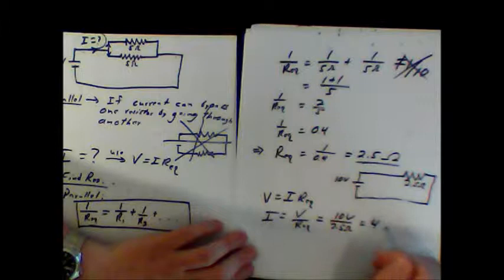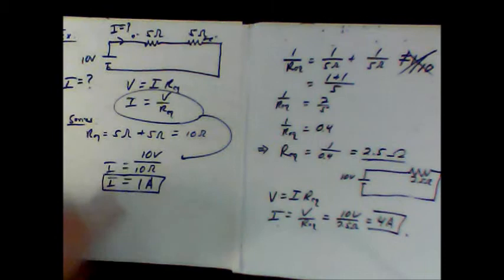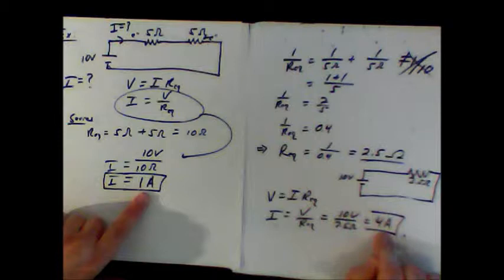Okay? Okay, let's compare really quick. Go back to the series circuit. So this is 4 amps. In the series circuit, we added two together and we got 1 amp. In the parallel circuit, we added the two together and we got 4 amps. So this quadrupled the amount of current that was going through.